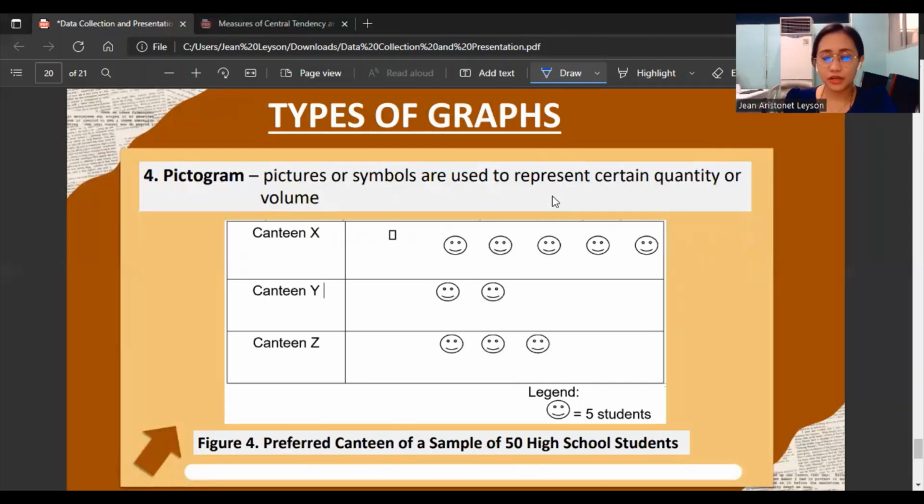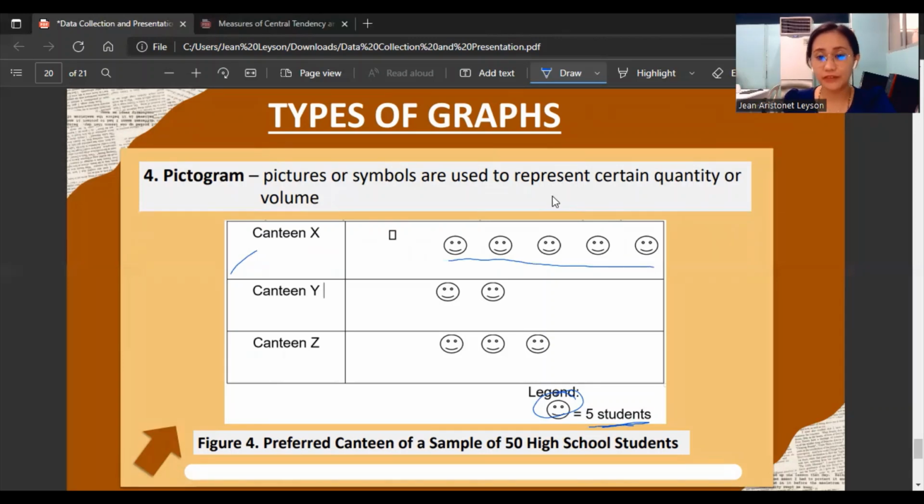Next, we have a pictogram. Pictures or symbols are used to represent certain quantity or volume. So these are the preferred canteen of a sample of 50 high school students. So the smiley represents 5 students. So for canteen X, these are the numbers of students who prefer a certain canteen. So each smiley should be multiplied by 5.